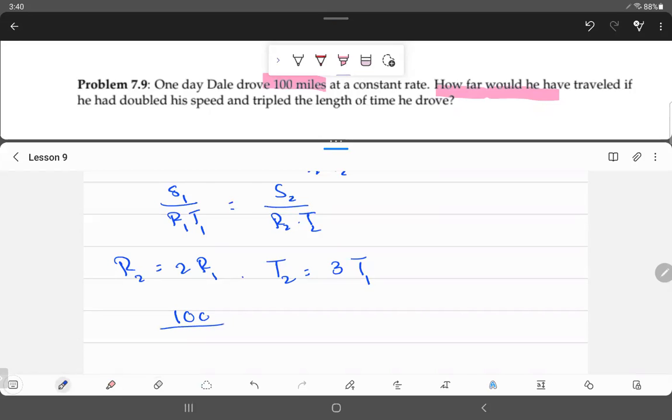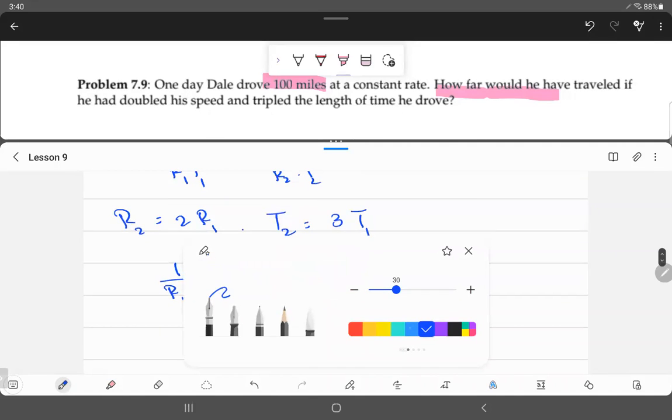Right? R1 T1 equals S2, we don't know it. R2 is 2R1. T2 is 3T1.